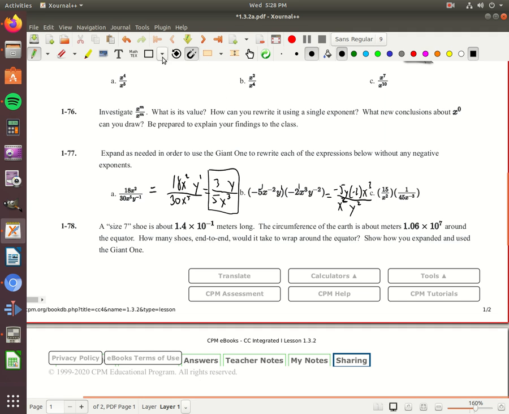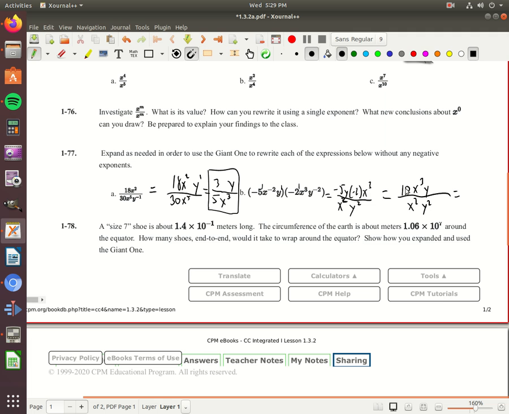I'm going to go ahead and make myself a little bit of room here. So I'm going to keep going in this direction. Now on top I have negative 5 times negative 2, which is obviously 10. And then I have x to the third and y. I'm just rewriting. And I have x squared and y squared.